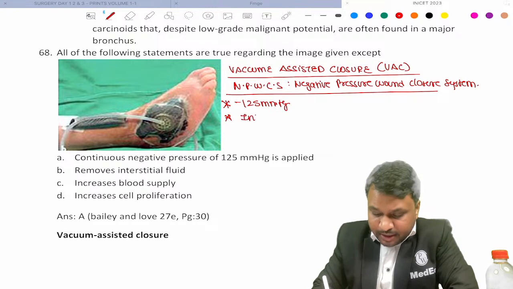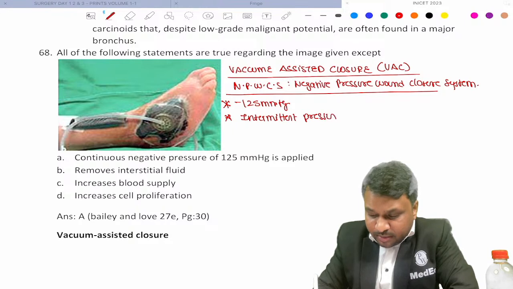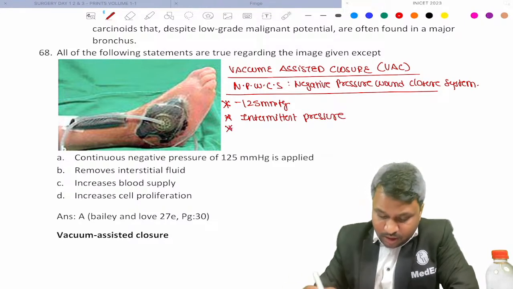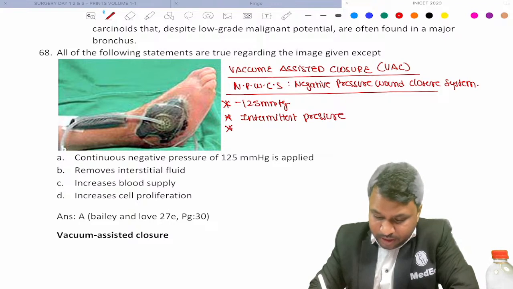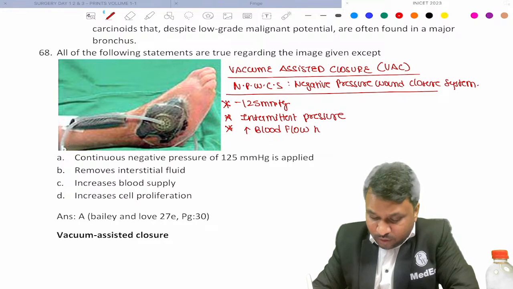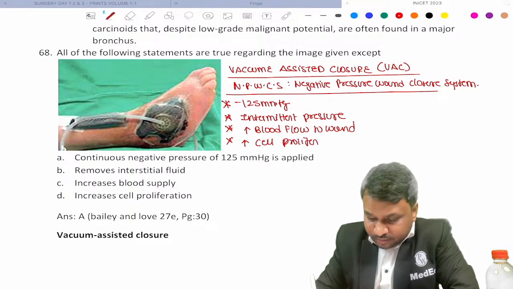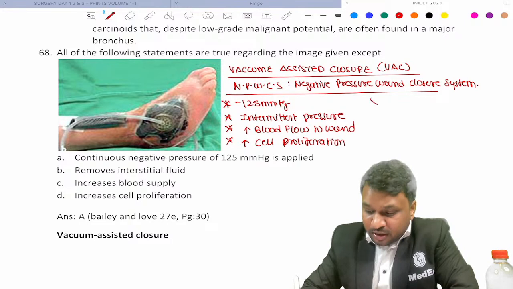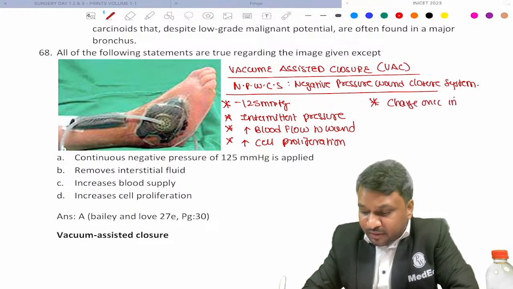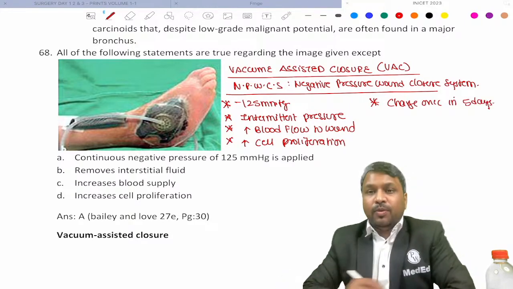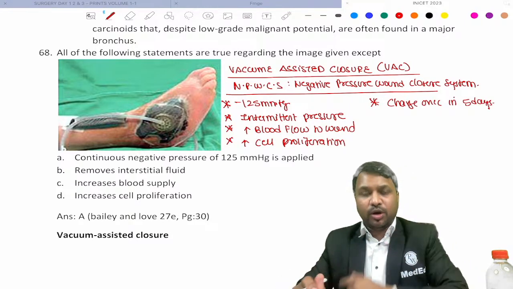It is put as an intermittent pressure. Now, what it does is it increases the blood flow to the wound, and it increases cell proliferation as well. The greatest advantage is you have to change the dressing only once in 5 days, not like a regular wound dressing where you have to do it on a daily basis, right?